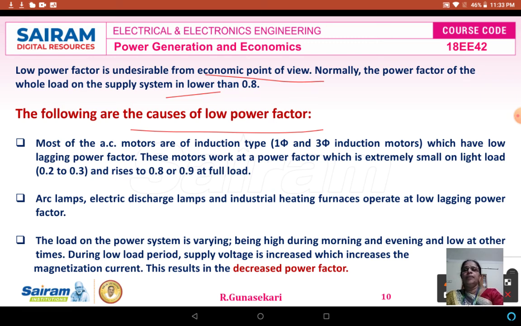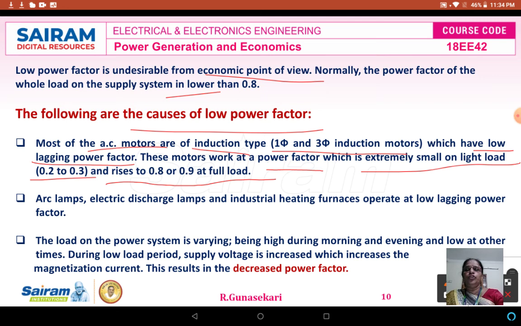You can see that the AC motor, that is the induction type, whether a 3-phase or single phase induction motor, means lagging power factor only. So a single phase or 3-phase induction motor has a low lagging power factor. These motors work at an extremely small power factor on light load, that is 0.2 to 0.3, and it rises to 0.8 or 0.9 at full load only.